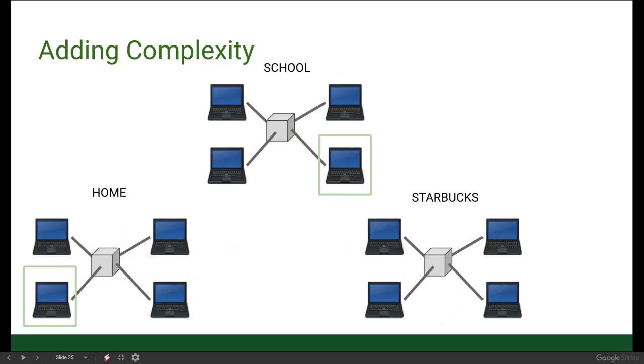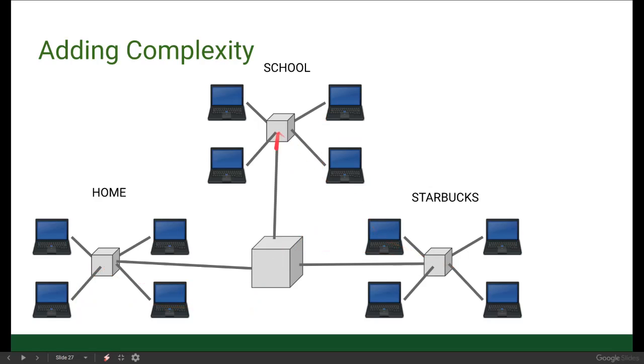So what we're going to need to do is add something in the middle. We're going to add another router. We're going to route from each of the local networks through a router to connect to each other. So my home is connected to this big router, which is connected to school and Starbucks. So now those two computers have a direct connection to each other. I can find a path to get from one computer to the other. I can send a smiley face from one end to the other end.